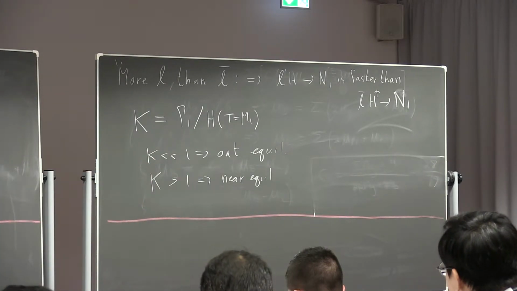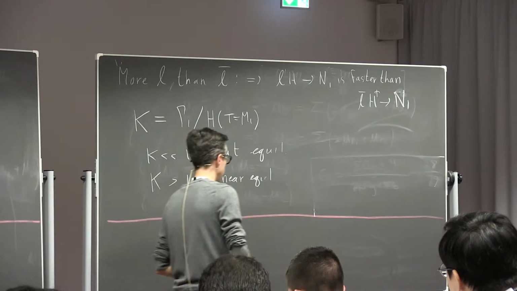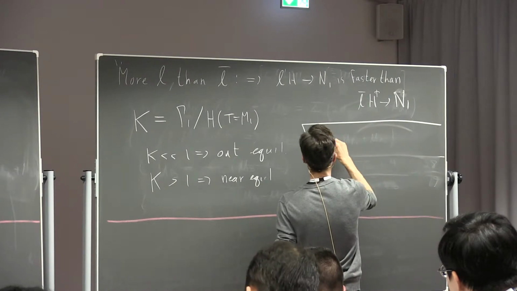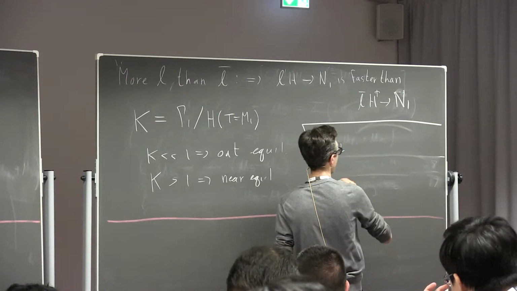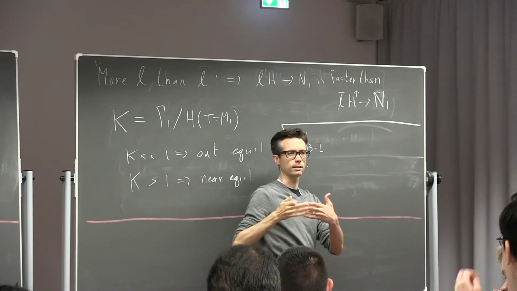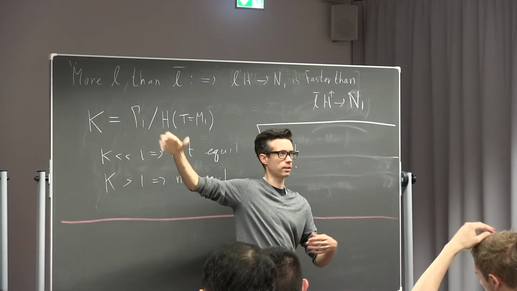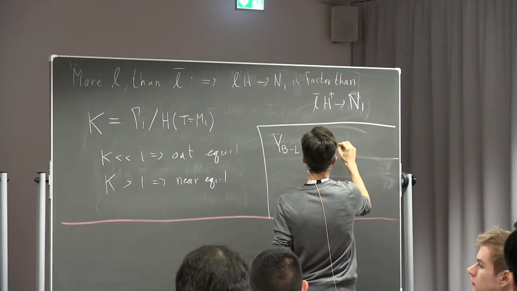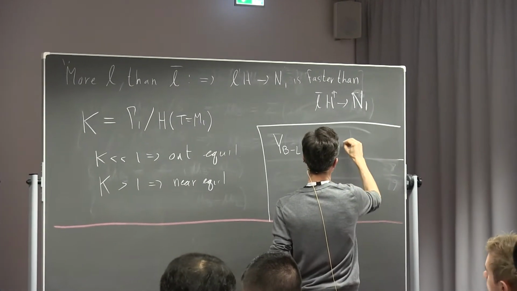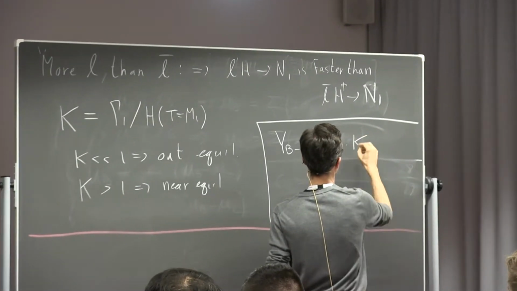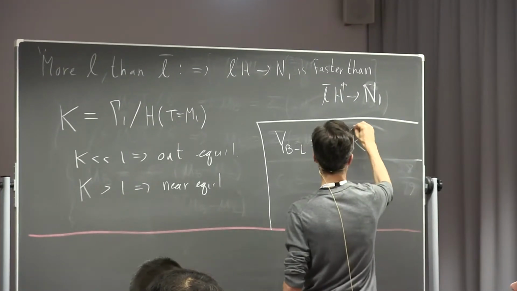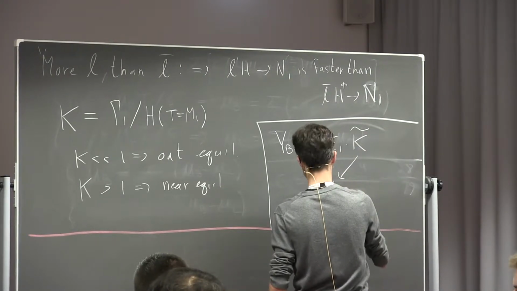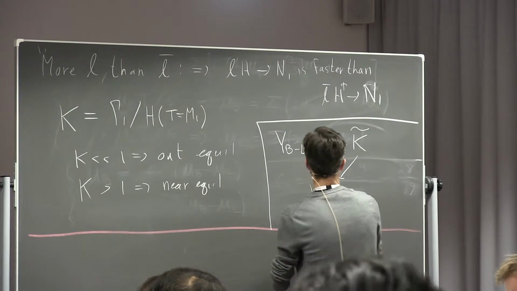And roughly what you get at the end of the day is your final Y_B minus L. After all these processes, at late times, after all this decay and reprocessing has happened, this is going to be epsilon 1 times a k tilde, let's say.